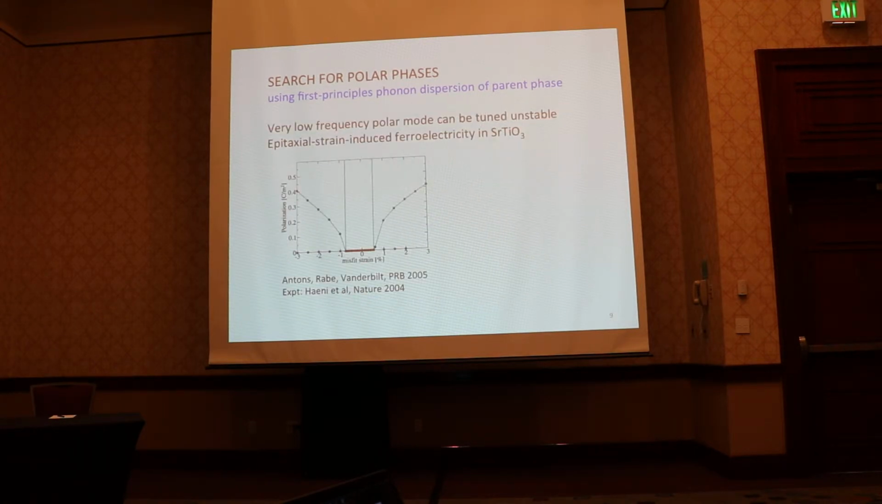Even if you don't have an unstable polar mode in the phonon dispersion, if you have a very low frequency polar mode, then you have a possibility to get a polar phase by doing some kind of tuning. And the classic example for that is epitaxial strain-induced ferroelectricity with strontium titanate. Here I'm showing, as a function of epitaxial strain, the nonpolar phase, and then for compressive and tensile strain, the mode becomes unstable and we get a polar phase. This is seen both in first principles and experiment.